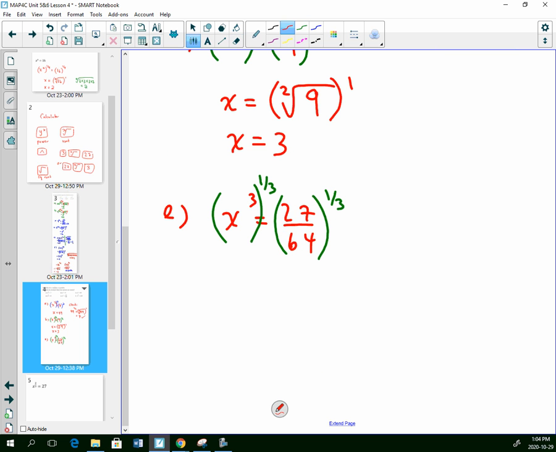So 3 times 1/3 is 1. And then we have a fraction, so it's a root. It's a third root to the power 1.